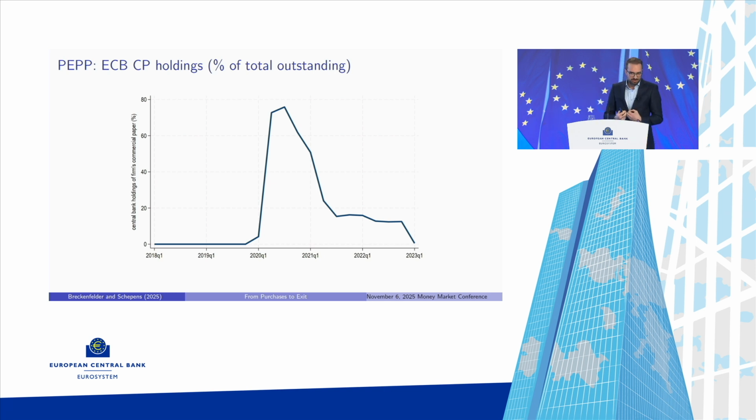This is taking the firm's view. This is the average holding of commercial paper that was held by the central bank. And you see at the peak, nearly 80% on average was held by the central bank. So it was a big intervention. And you can also see that right after it declines quite quickly because of the short-term nature of these debt securities. Also, what you see is by 2023, everything was over and the central bank exited.